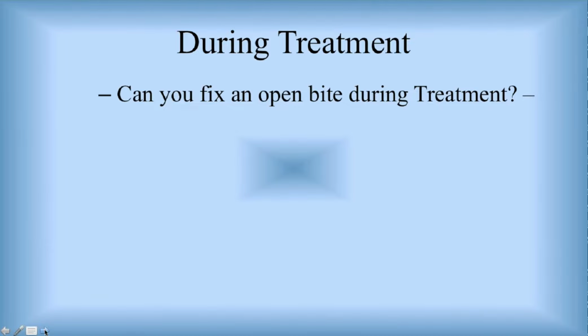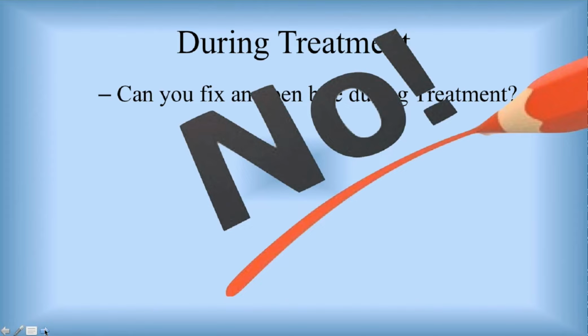Now, during treatment, can you fix an open bite while you're in treatment? No, you can't. There's no way to fix it with the aligners that you have, because the aligners are creating movements that are creating the anterior collisions that are preventing the back teeth from hitting. So there's no way to fix it when you're in the treatment.